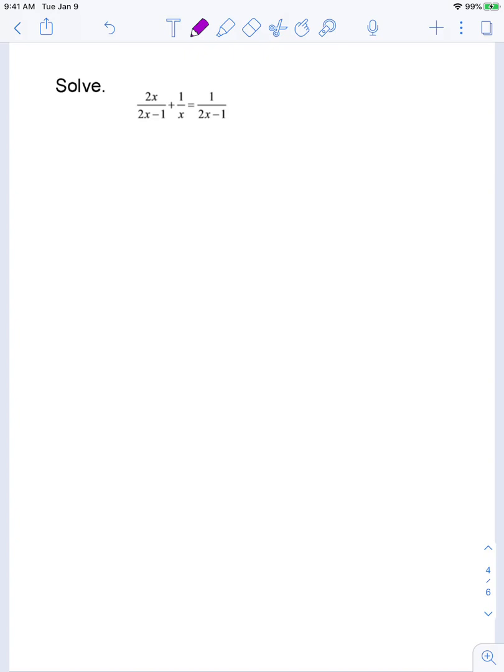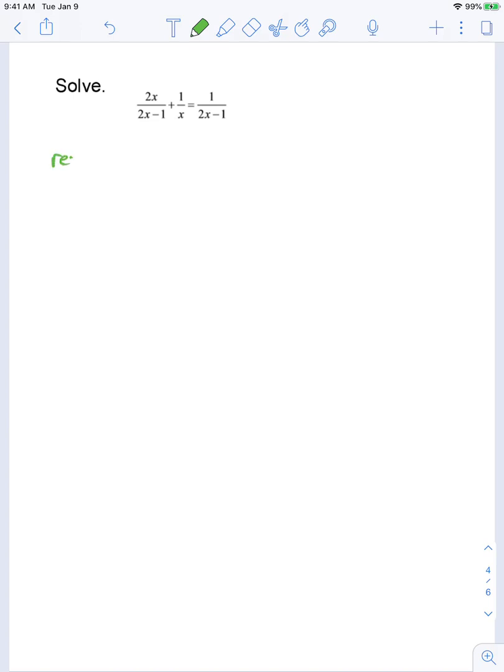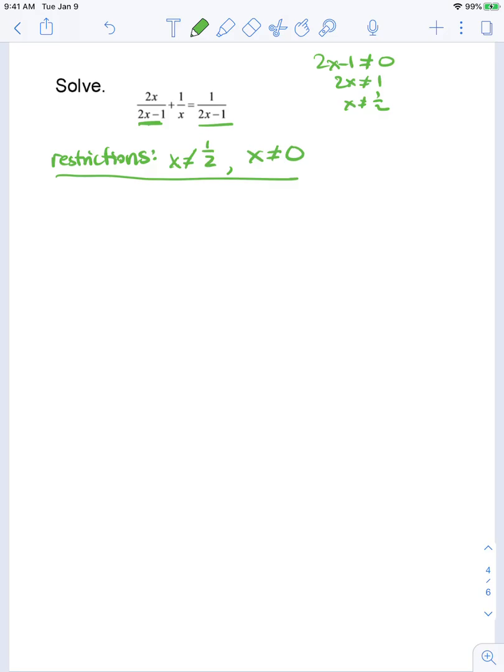In the next example, again, don't forget the first thing you need to do is find domain restrictions. The 2x minus 1 tells me that x cannot equal 1/2. If you're not sure of that, just solve that equation. 2x minus 1 cannot equal 0. But you should be able to do that in your head. And x cannot equal 0. So there's my domain restrictions.